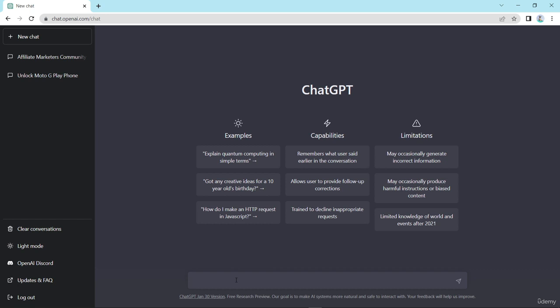So here, type: create paragraphs for a Facebook group talking about the value of using sales funnels for affiliate marketers. Now enter.